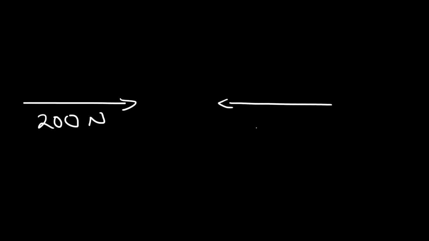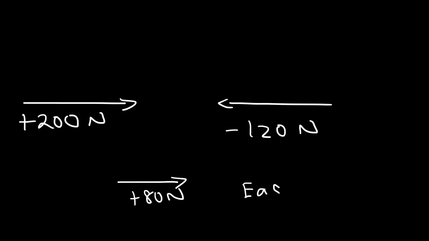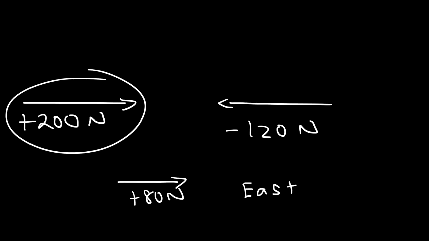Now let's say we have a 200 Newton vector directed east and a 120 Newton vector directed west. What is the resultant vector, and also specify the direction? So this is positive 200 because it's directed towards the right. This is negative 120 because it's directed towards the left. If you add these two, you should get a net force of positive 80. Now it's going to be smaller than the original one, but it's still directed east because this vector is greater than this one.